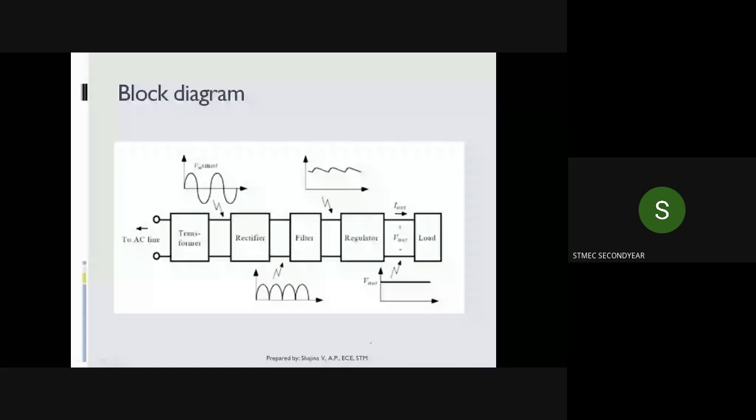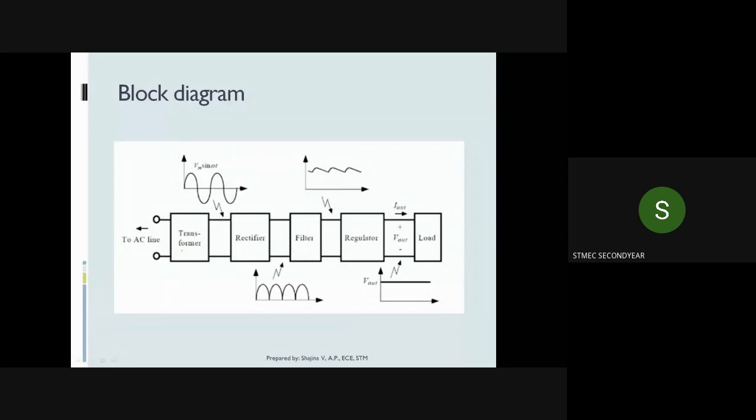Anyway, so you can see the principle of linear regulated power supplies. Here the main components are transformer, rectifier, filter and regulator. So we can see them one by one. First, this is our input signal, or we can say it is the AC power drawn from the mains. As you know, it will be almost a 50 hertz, 230 volt AC signal.